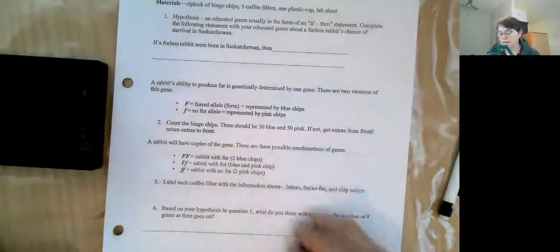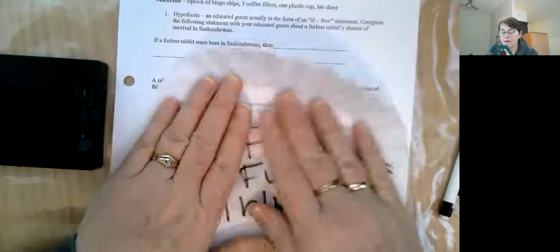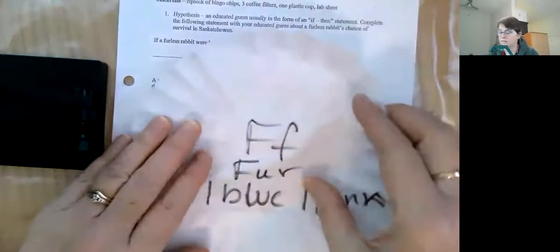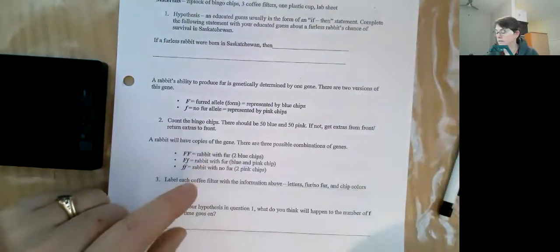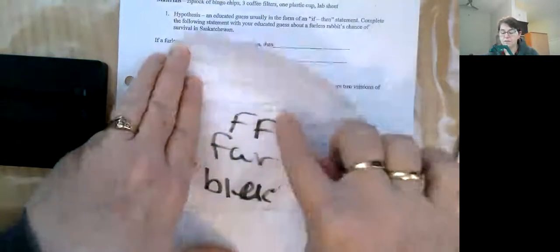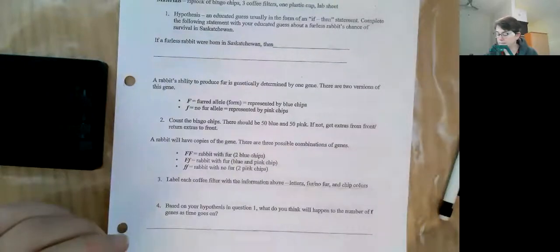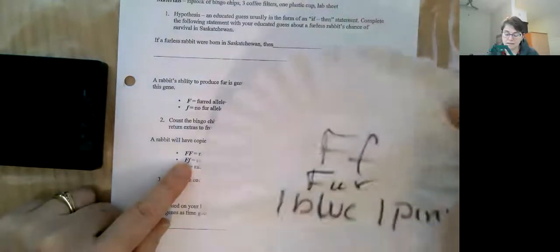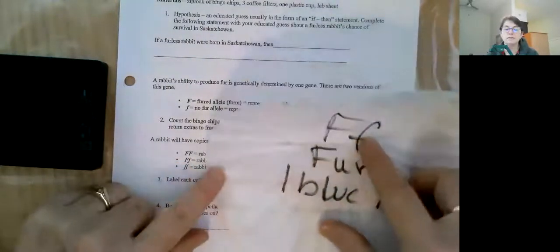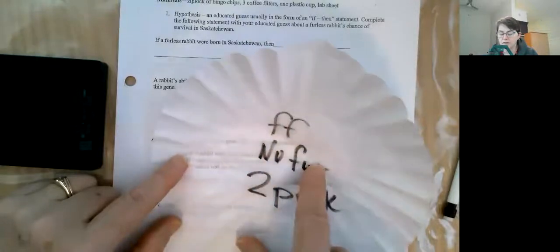Right, so explaining that. Now what you need to do is take your handy dandy coffee filters or bowls or whatever, and literally write what this says. So here is my 1, 2 capital F's. I wrote fur, 2 blue chips. So 3 things, so you know what to put everywhere. There's that one. And then it says capital F, little f, and fur, 1 blue, 1 pink. And then the last one is 2 little f's, no fur, 2 pink.